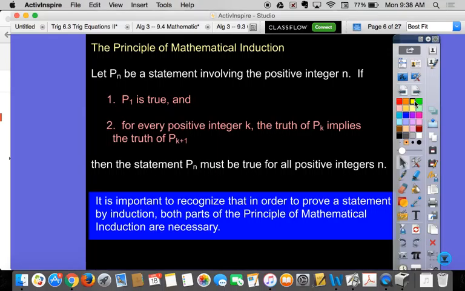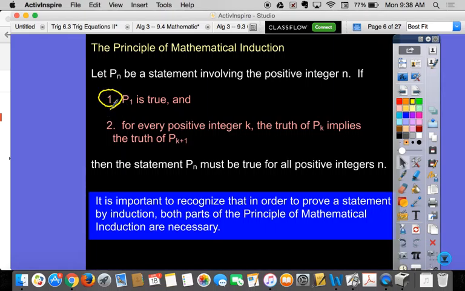So you're going to have something. Lots of times they start it with S sub n. And the first thing you have to do is prove that it is true for P sub 1, or lots of times for us it's going to be S sub 1. So you're going to substitute a 1 in, and you're going to prove that that is true. And that's going to be step 1.